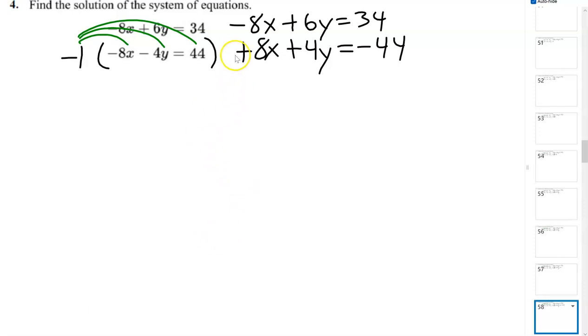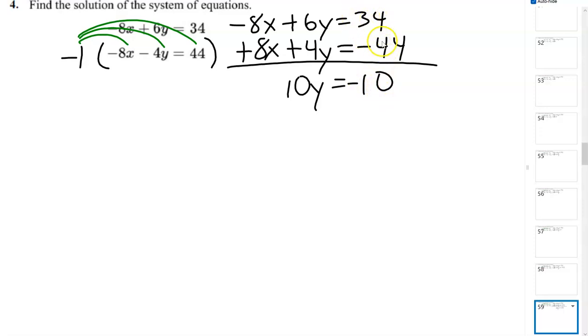So now I have what I need. The same number, opposite signs over here on the x term. And it's going to cancel out. So what I'm going to do is add vertically. And when I do, I got 6y plus 4y is 10y, and then 34 minus 44 is -10.